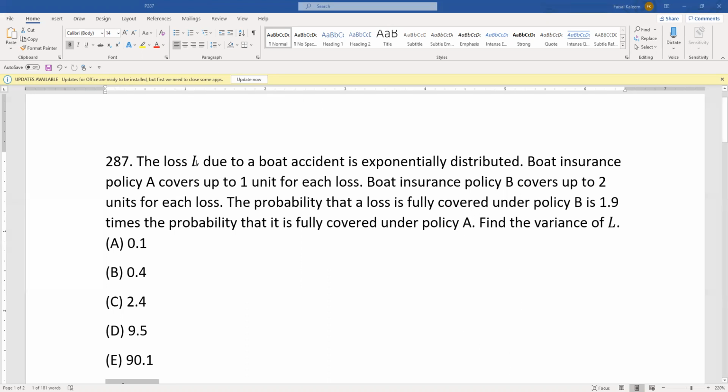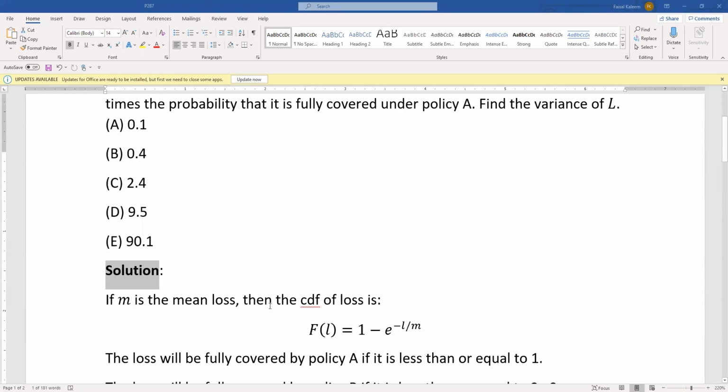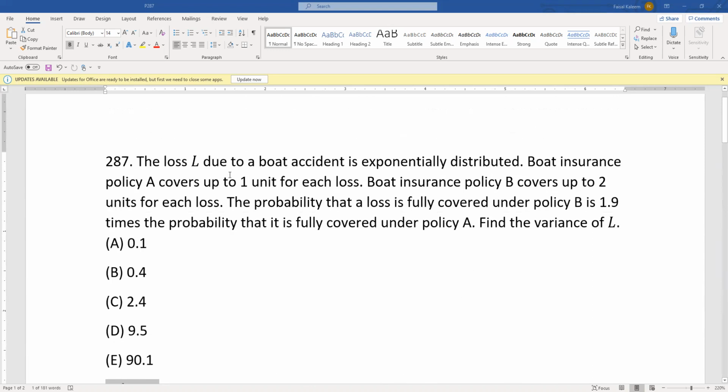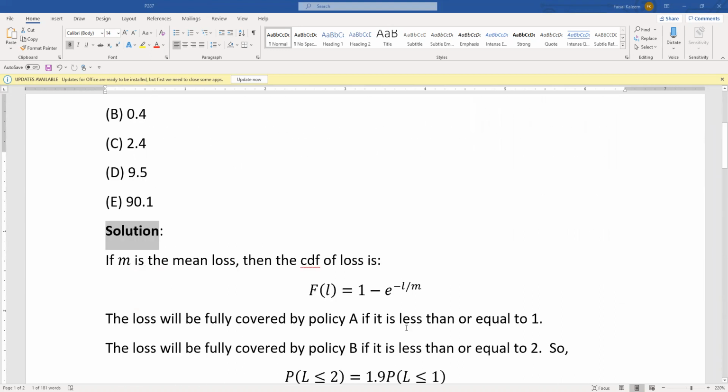So L is the loss, it's exponential. We're not given its mean, so let M be the mean. Then we know that the CDF will be 1 minus e power negative L by M. Now the loss will be fully covered by policy A if it's less than or equal to 1, because policy A covers up to 1 unit. Similarly, it will be fully covered under policy B if it's less than or equal to 2.